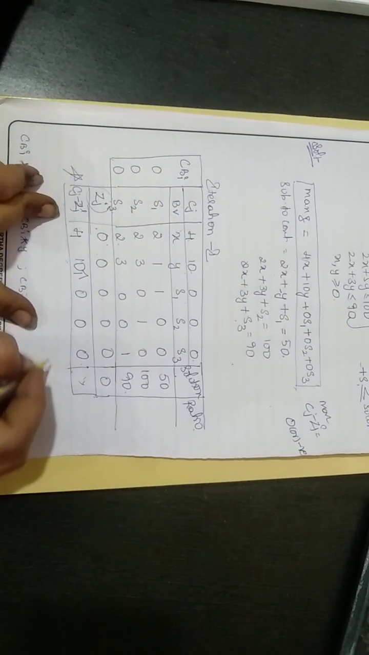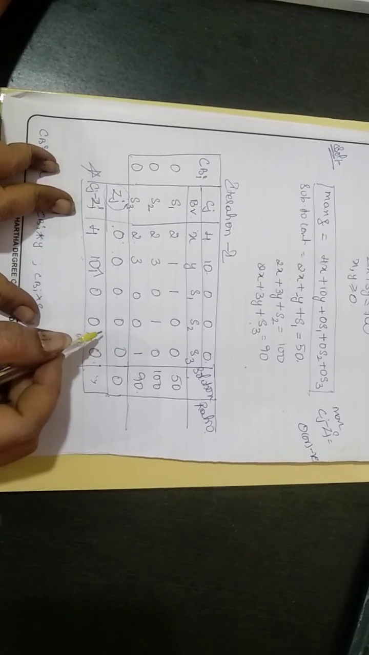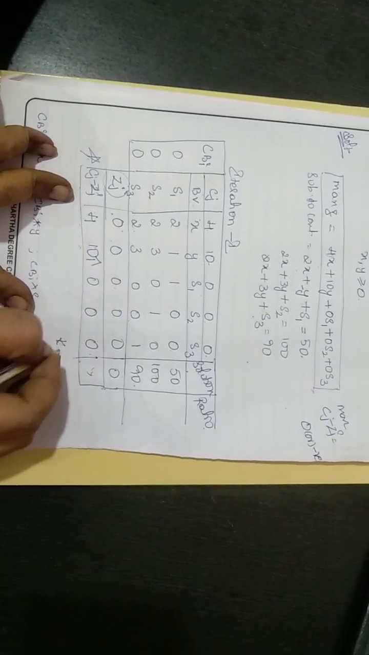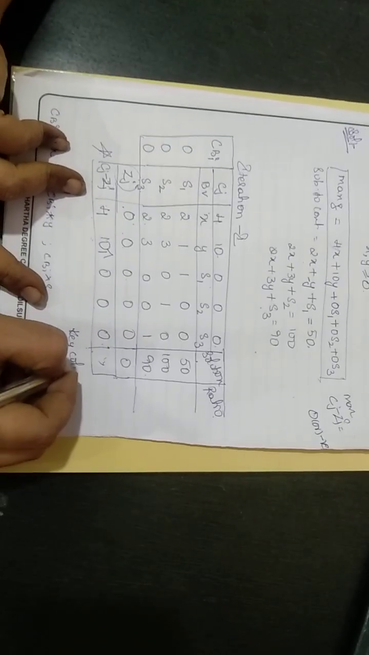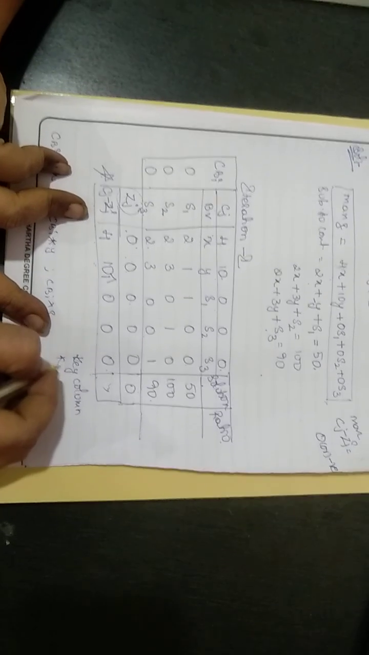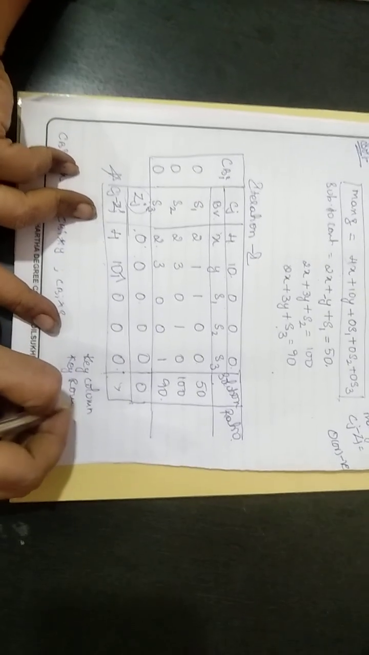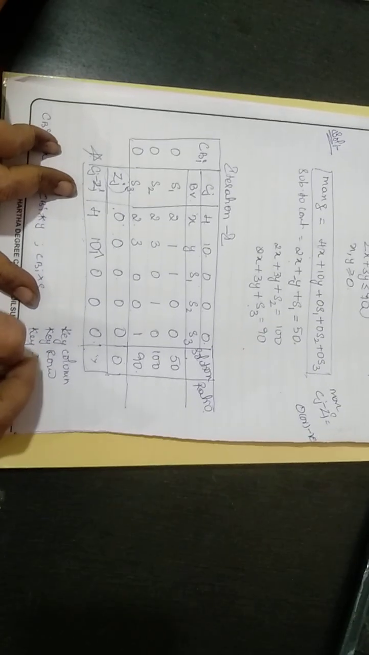Whenever we are moving forward, we have to find out three things: the key column, key row and key element.